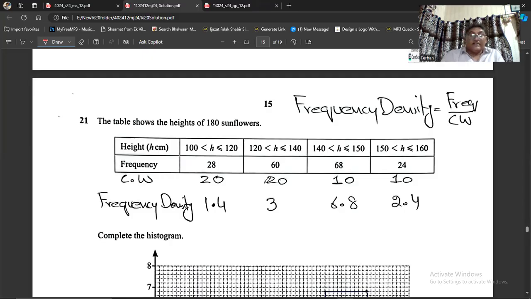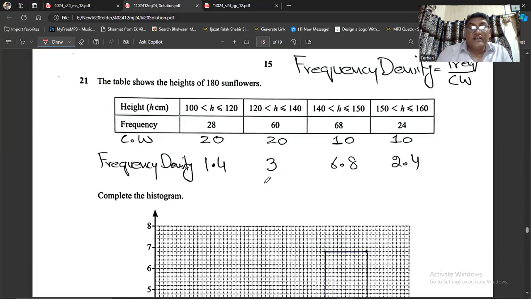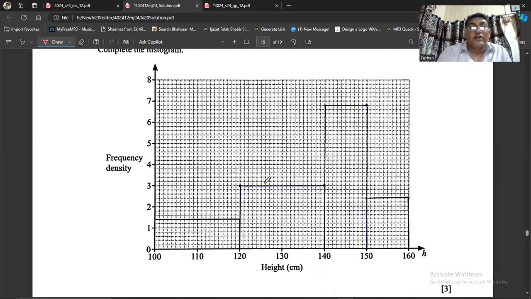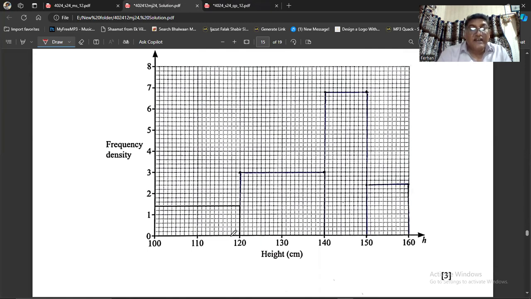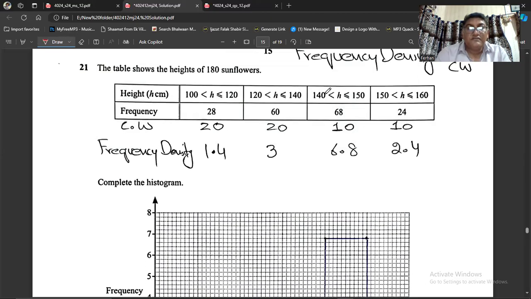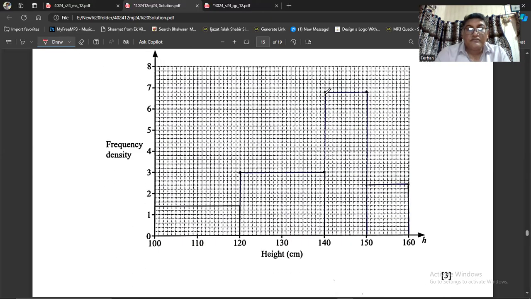So once I know the frequency density, I can complete the histogram. Here you can see the first class, the histogram is up to 1.4. In the second class, which is from 120 to 140, the histogram is up to 3. The frequency density is basically 3. From 140 to 150, the frequency density is 6.8, and this last one is up to 2.4. So this is how you make this histogram.